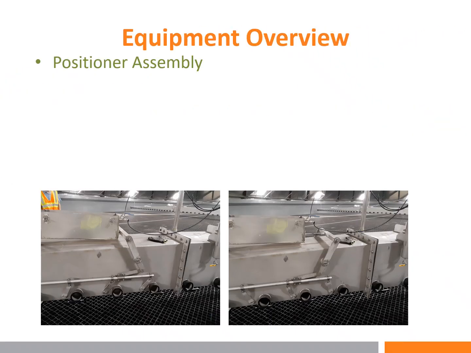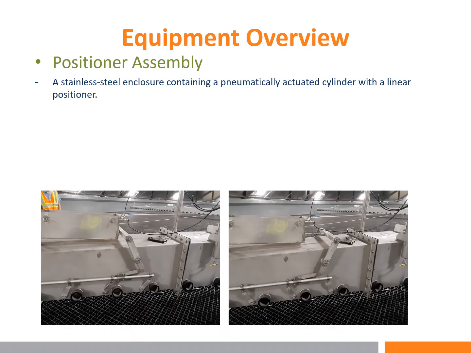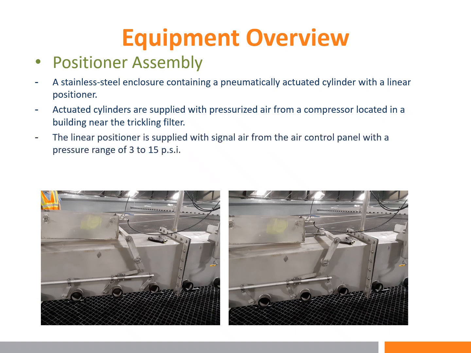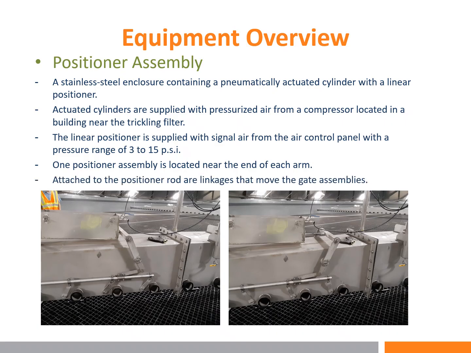Positioner assembly. A stainless steel enclosure containing a pneumatically actuated cylinder with a linear positioner. Actuated cylinders are supplied with pressurized air from a compressor located in a building near the trickling filter. The linear positioner is supplied with signal air from the air control panel with a pressure range of 3 to 15 psi. One positioner assembly is located near the end of each arm. Attached to the positioner rod are linkages that move the gate assemblies.